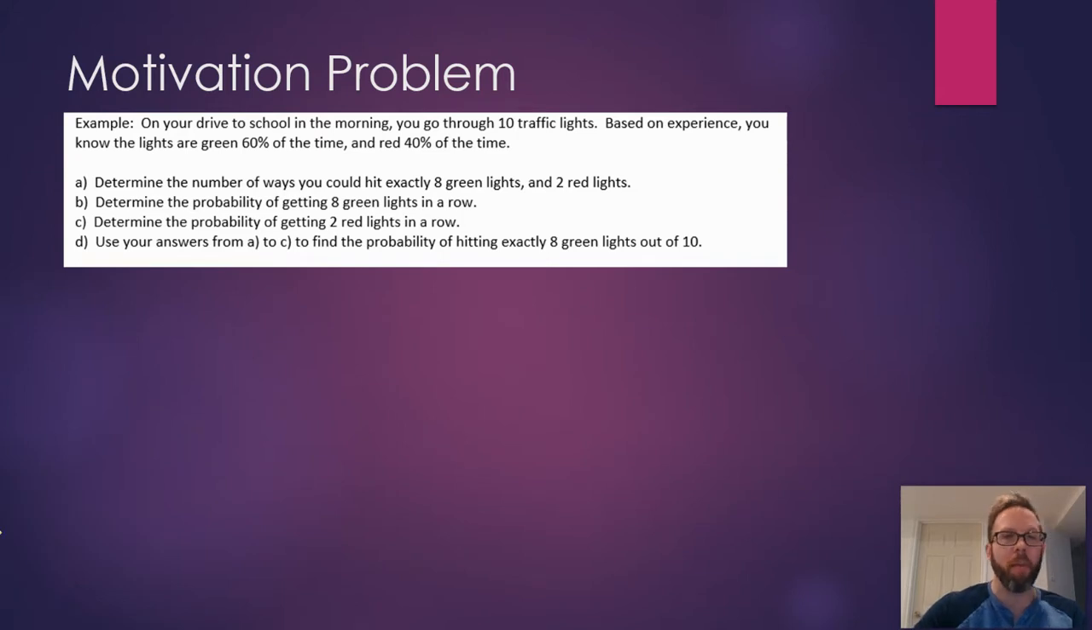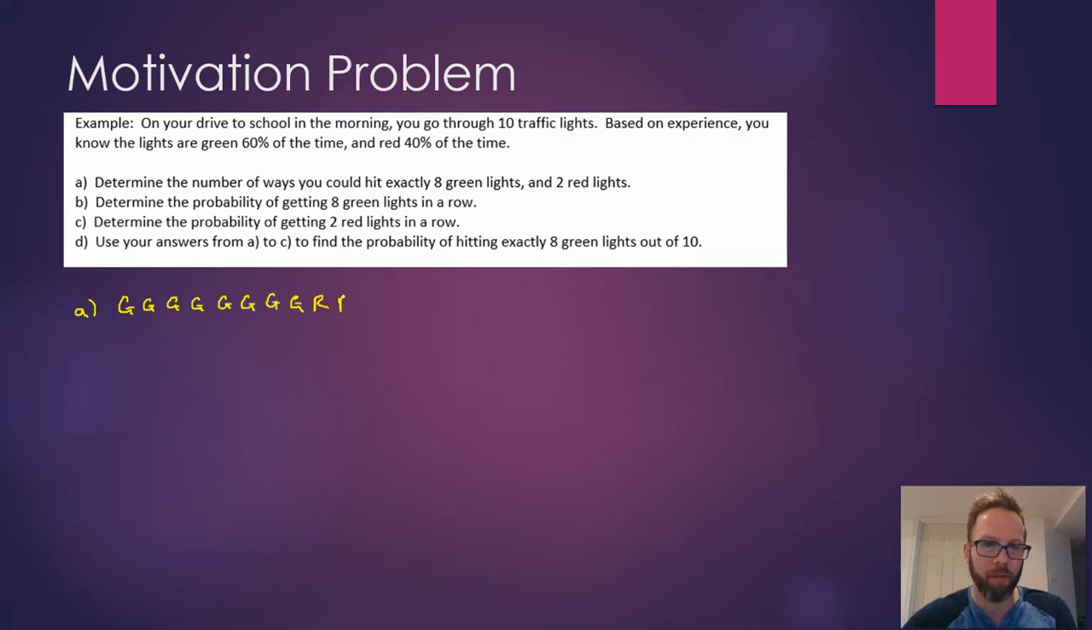let's talk about how many ways that you could hit exactly 8 green lights and 2 red lights. Because if we think about it, I'm just going to write G, 8 greens and 2 reds. There's lots of ways that can happen. The 2 reds could be at the end. The 2 reds could be at the start. The 2 reds could be anywhere in between. So how many spots are there to choose for our 8 green lights?